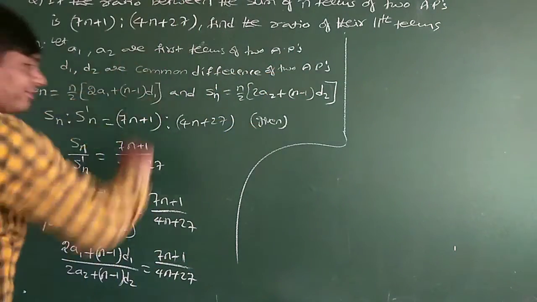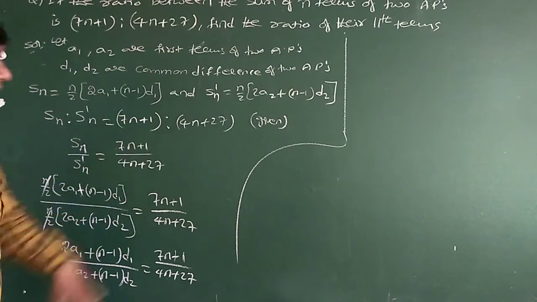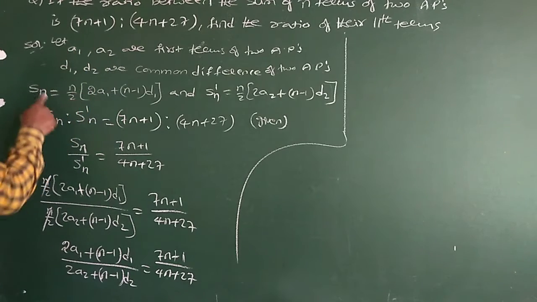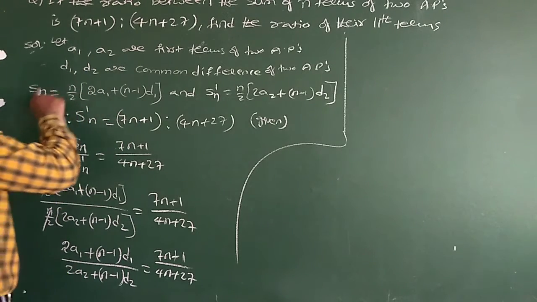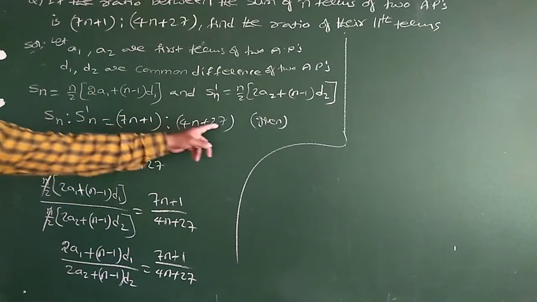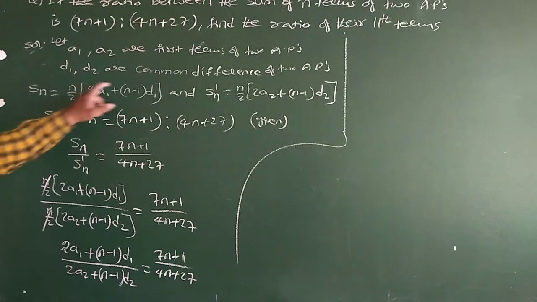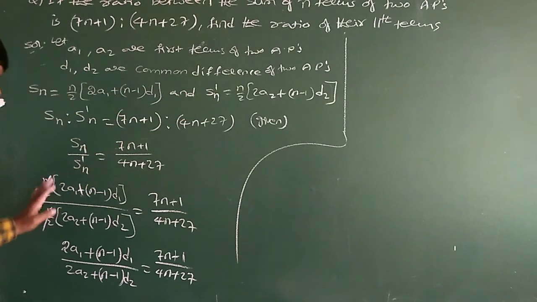A1, A2 are the first terms I supposed. D1, D2 are the common differences of the two APs. With the help of these, I wrote Sn and S dash n. Now the ratio of Sn and S dash n is given as 7n plus 1 is to 4n plus 27. Already Sn and S dash n are in terms of these variables. Now after simplification I obtained this.